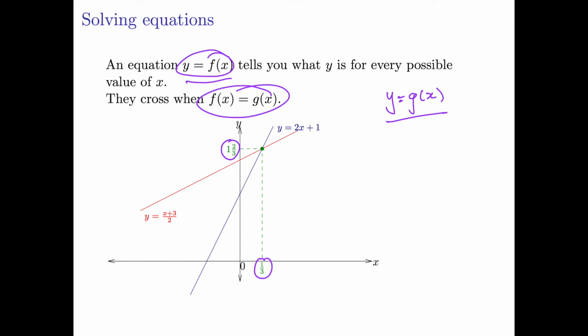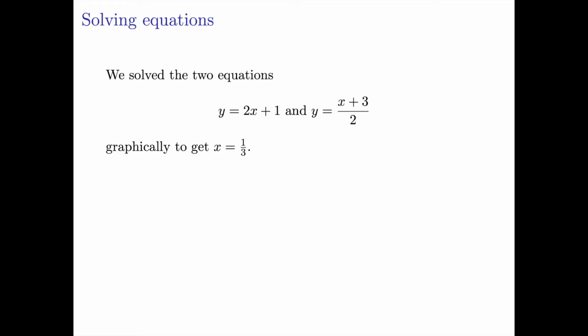So what I've shown you here is how we could solve the two equations, y equals 2x plus 1 and y equals (x plus 3) over 2, for the two unknowns x and y. This is a graphical representation of that solution. So to summarize, we solved the two equations y equals 2x plus 1 and y equals (x plus 3) over 2 graphically and found that both of these can only be true when x equals a third, which would mean that y is 1 2/3.